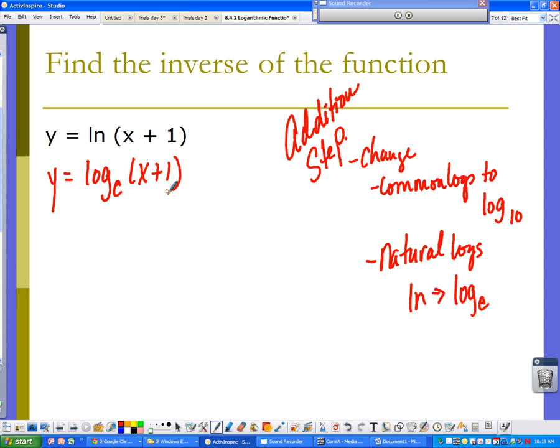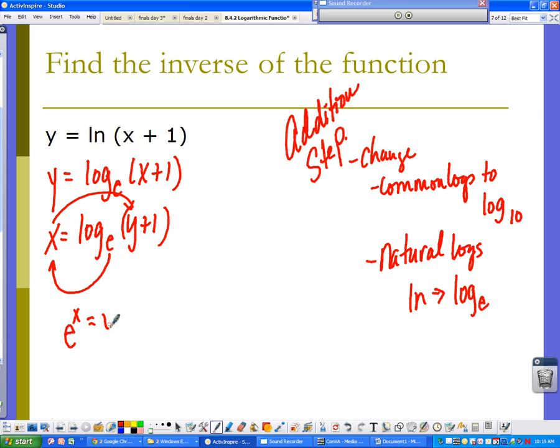Okay, then the rest of the things is exactly the same. Switch your x and the y. So x equals log base e of y plus 1. The next, circle bin. So e to the x equals y plus 1. And then just solve for y. So minus 1. So e to the x minus 1 equals y. Okay, and you're done. Okay. So let me go ahead and do one more of those examples.